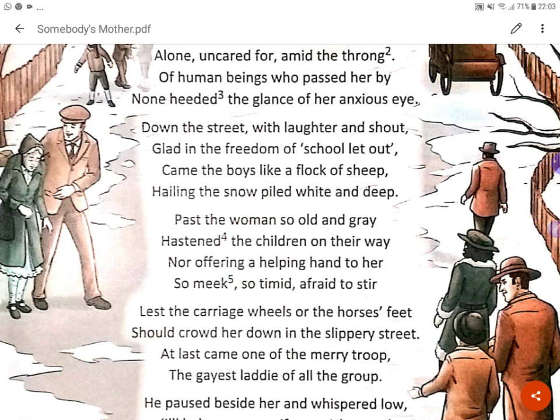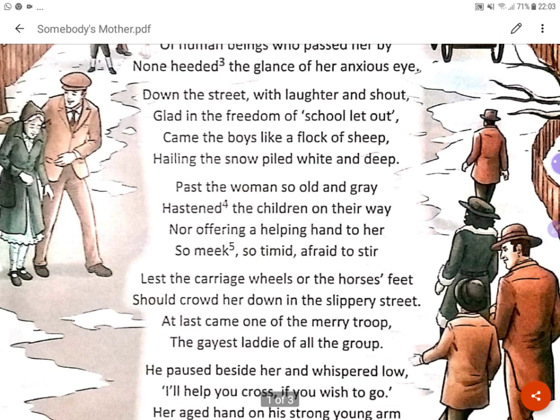Now in the next stanza: past the woman so old and grey hastened the children on their way, no offering a helping hand to her, so meek, so timid, afraid to steer.